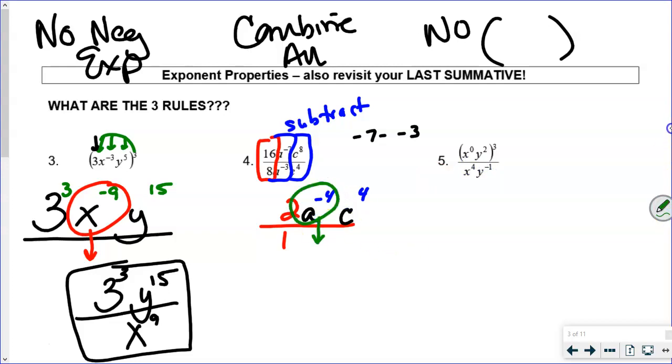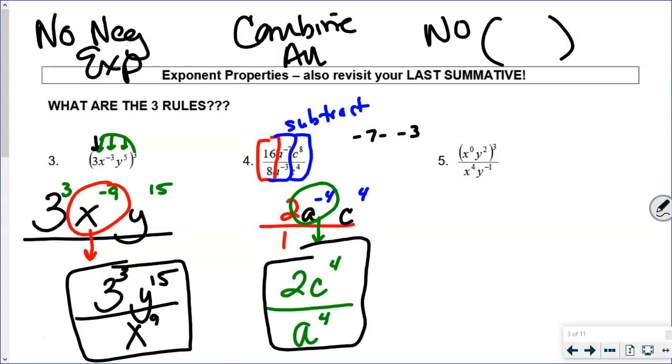Very good. Everything else can stay where it's at, but that a has to move. So 2... Whoops, that's not what I said. 2c to the 4th power. Oh, like this is new. And then a to the 4th power moves down to the denominator. Now it's positive. Thank you, Kayla.